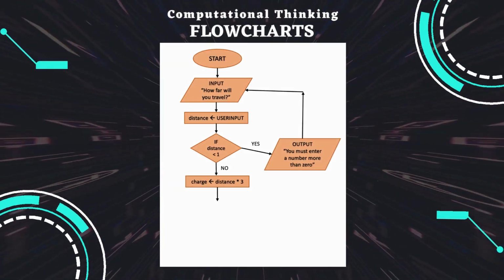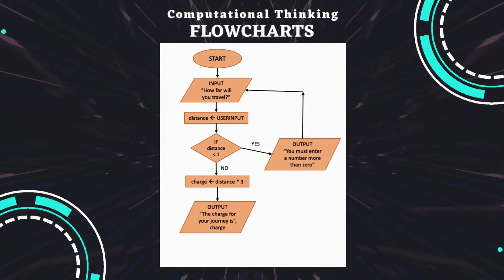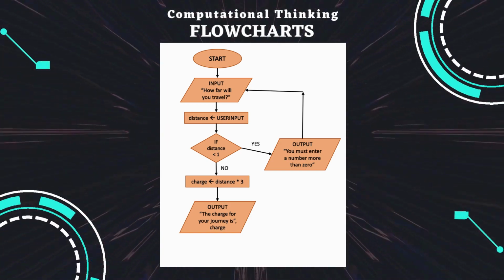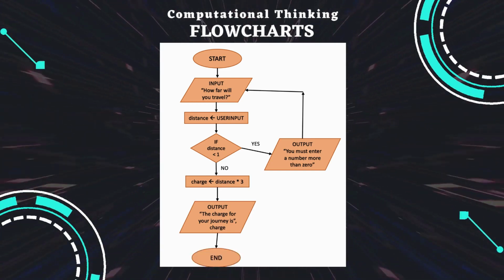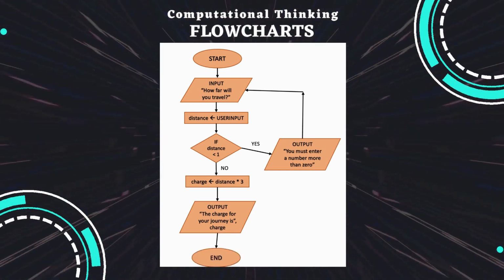As with the earlier example, the user's input, if more than 0, is multiplied by 3 and stored in the variable, charge. It is then output to show the user the cost of their trip, and then the program ends.